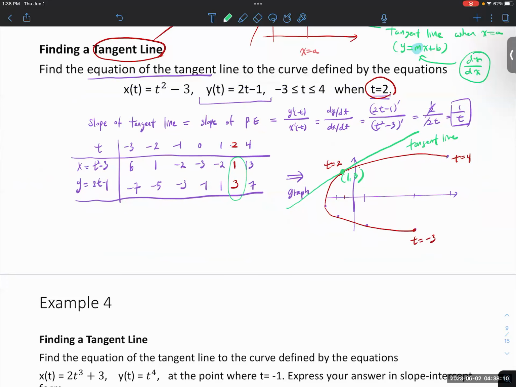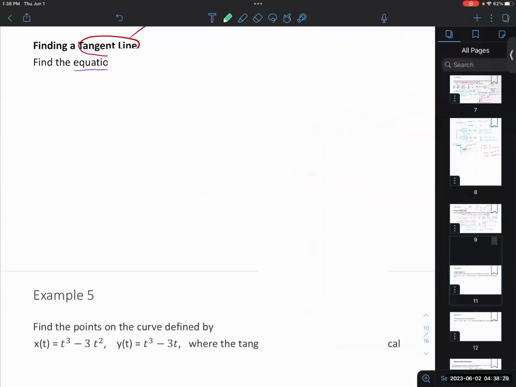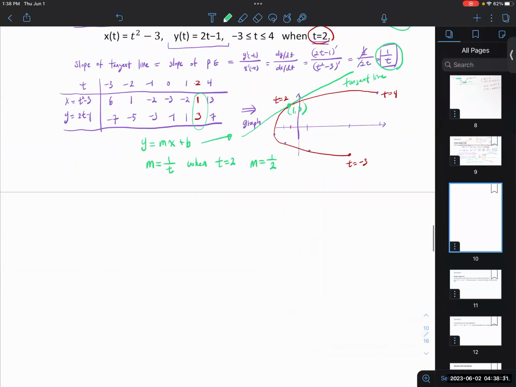The tangent line is going to be y equals mx plus b. We already know the slope is 1 over 2, because when t equals 2, the slope is 1 over 2. Am I correct? So we have y equals 1 over 2 x plus b. That's a tangent line.